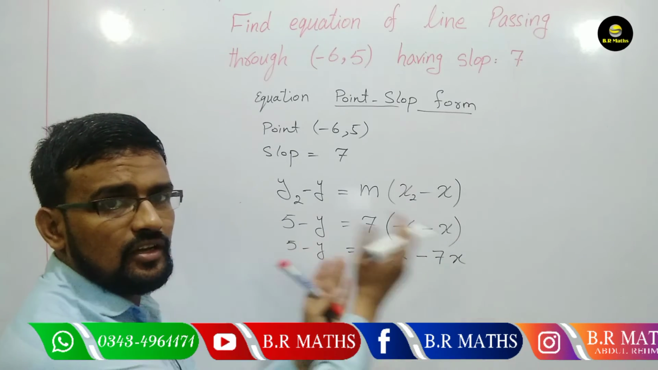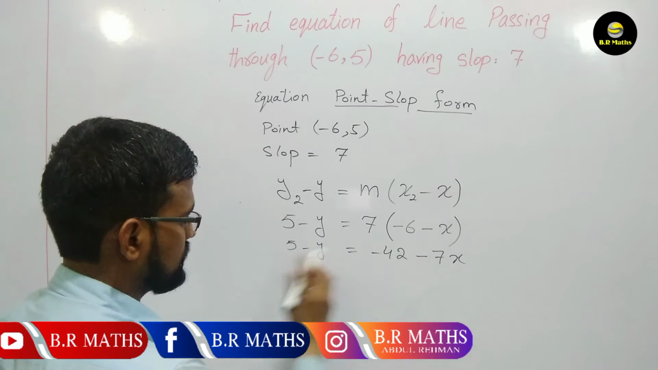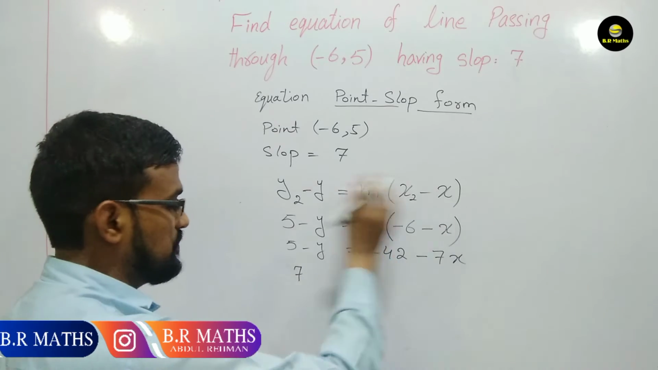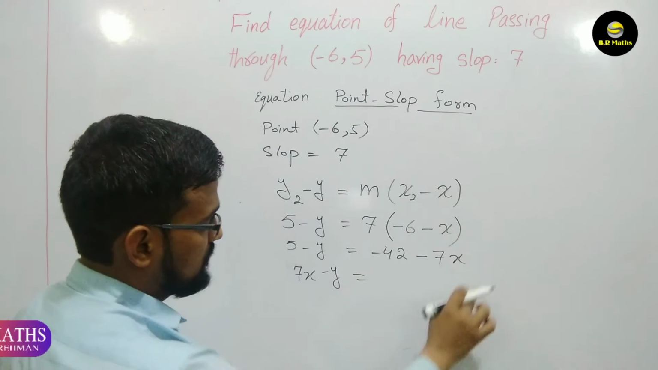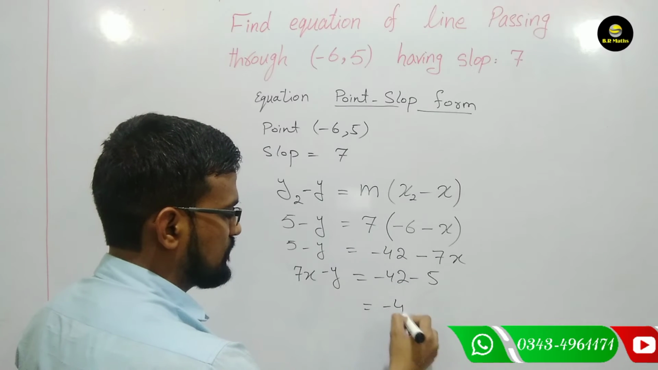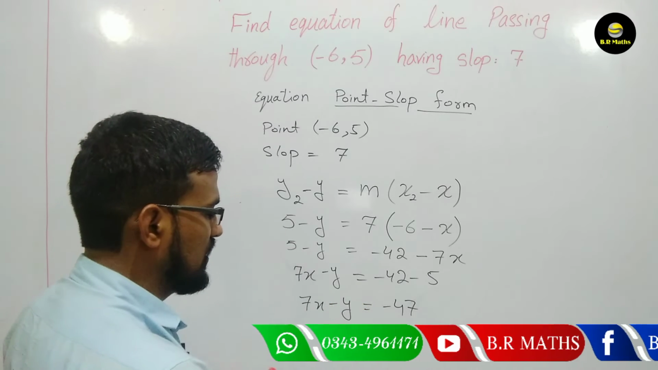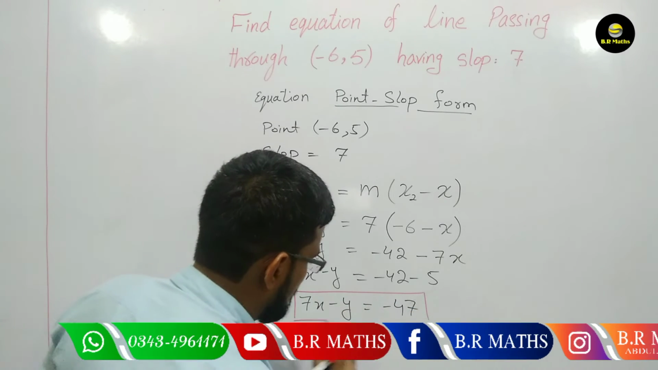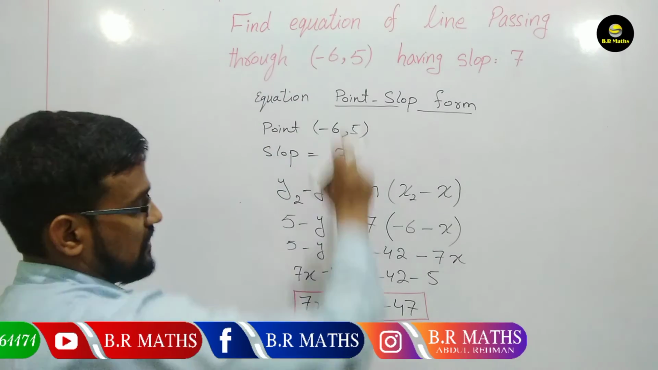So move all the data to the first side. 7x minus 7x, it becomes plus 7x minus y; 5 becomes minus 5, minus 47, 7x minus y. So this is our required line. This is our required equation of a line.